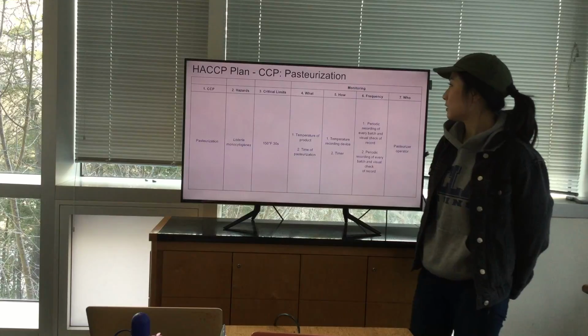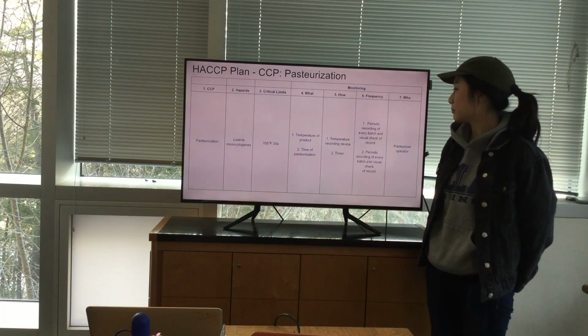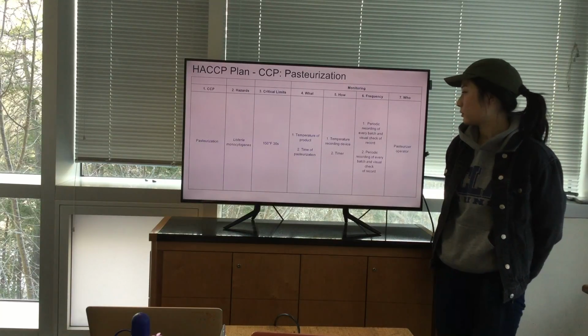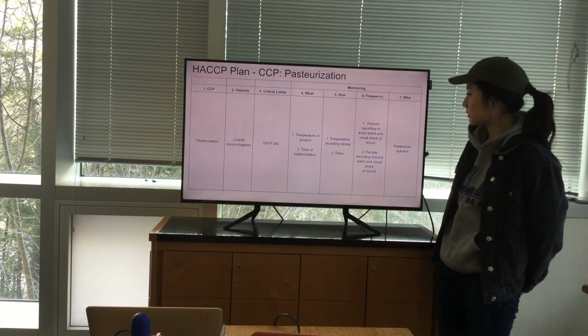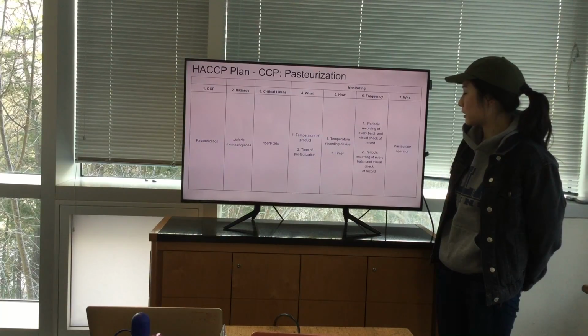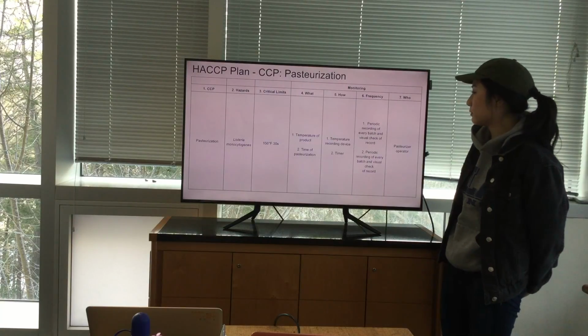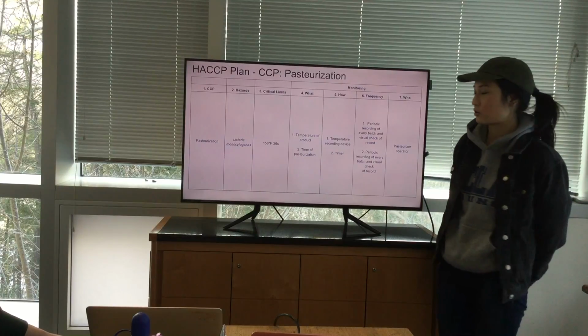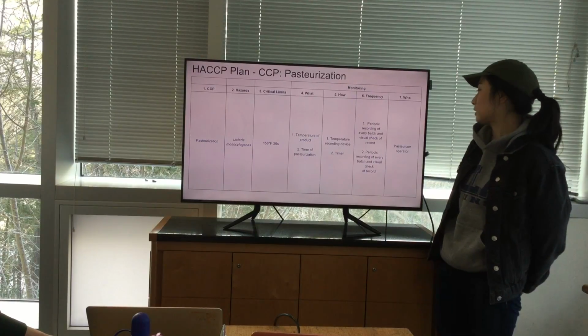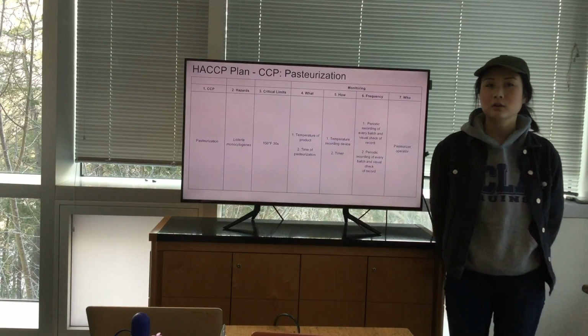Then the frequency of monitoring for temperature, you would do periodic recording of every batch and then visually check the record to make sure that the 150 °F was achieved. And then the same is for the 30 seconds, periodic recording of every batch and then visually checking the record. Then this visual check would be done by the pasteurizer operator.